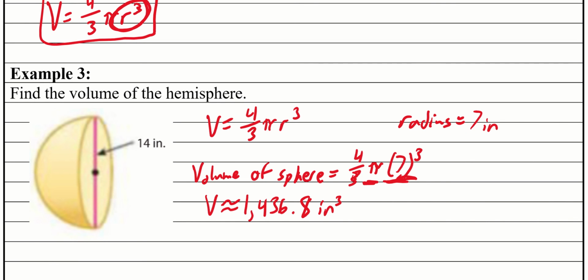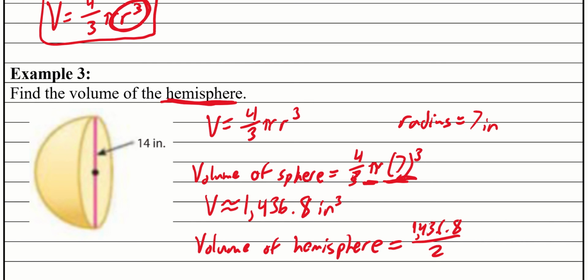Okay, so this is the volume of the entire sphere, but remember, it wanted us to find the volume of the hemisphere, or in other words, I just want to take that and cut it in half. So the volume of the hemisphere, and I could have done this in my equation as well, either way works. But the volume of the hemisphere is just going to be half of that. So I would say just find your answer and then cut it in half.